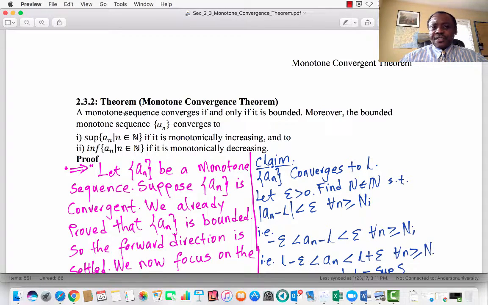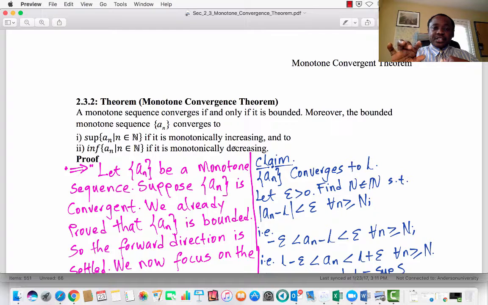Beautiful. Let's finish the theorem. Moreover, the bounded monotone sequence converges to the sup if it is monotone increasing and converges to the inf if it is monotone decreasing. So let's restate that. If a sequence is convergent, then it is bounded.